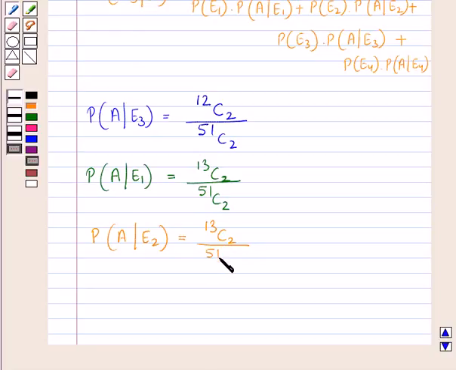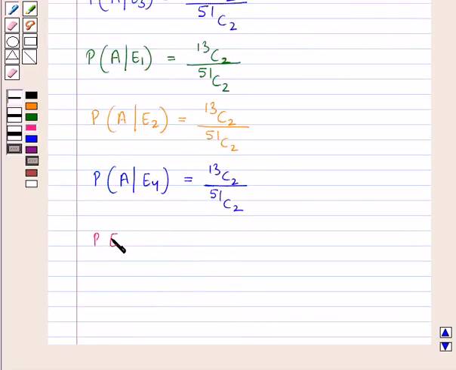upon 51C2. Then next we have the probability of the event A given that event E4 has already occurred, which is the probability of drawing two club cards given that the lost card is of diamonds, would be equal to 13C2, so there are 13 diamond cards, upon 51C2.